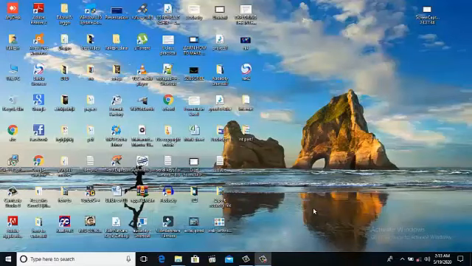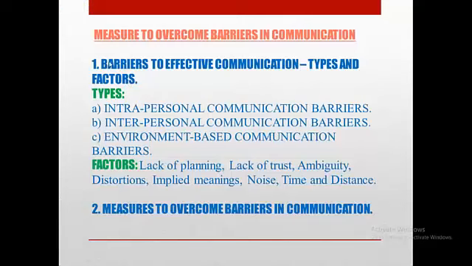In today's session, we will start our new topic. So today we are discussing measures to overcome barriers in communication. So we start with the barriers to effective communication and its types and factors.